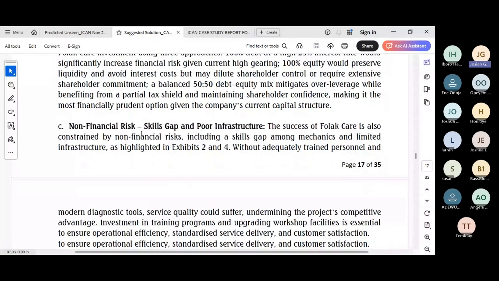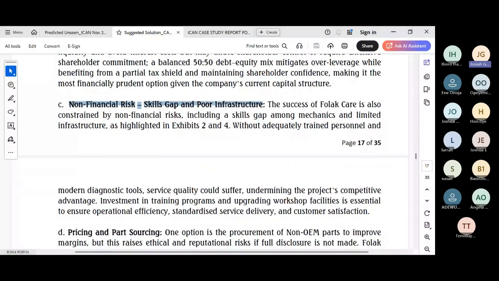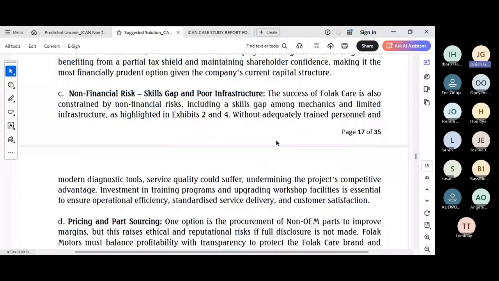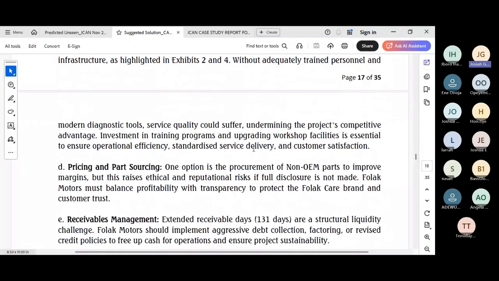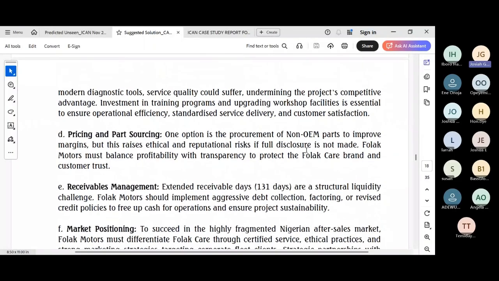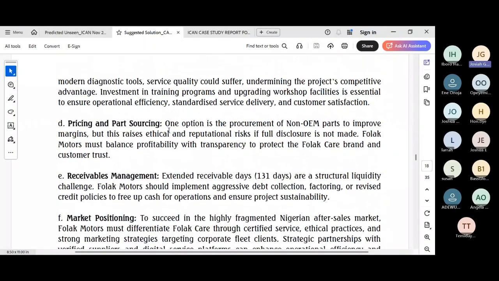Then for the non-financial risk, skill gap and poor infrastructure, it was highlighted in Exhibit 2 and 4. And we said that investment in training programs and upgrading workshop facilities is essential to ensure operational efficiency, standardized service delivery, and customer satisfaction. And the pricing and part sourcing.